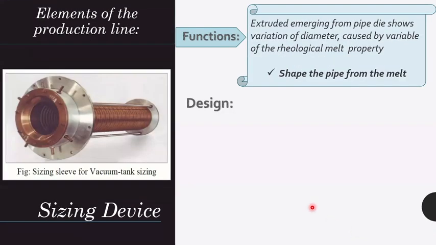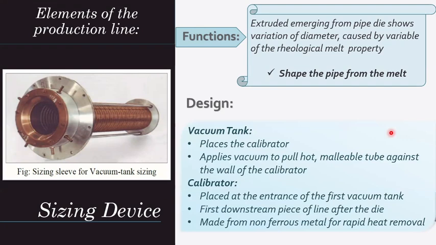Then the sizing device. The extrudate emerging from the pipe die shows variation of diameter because of the variable rheological melt property. So the vacuum tank sizing method is used to shape the pipe from the melt. And here's the design. The vacuum tank in which the calibrator is placed applies a vacuum which pulls the still hot and malleable tube against the wall of the calibrator, thereby setting the outer pipe diameter.